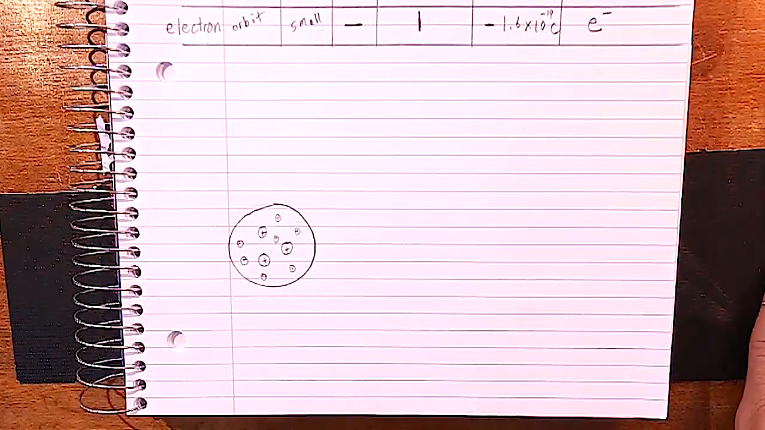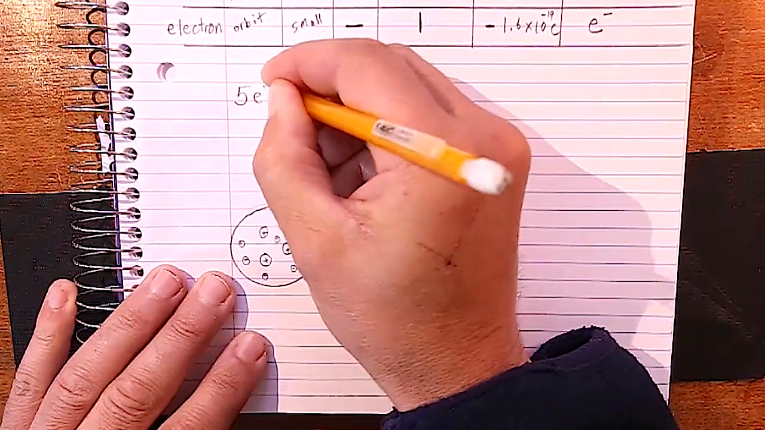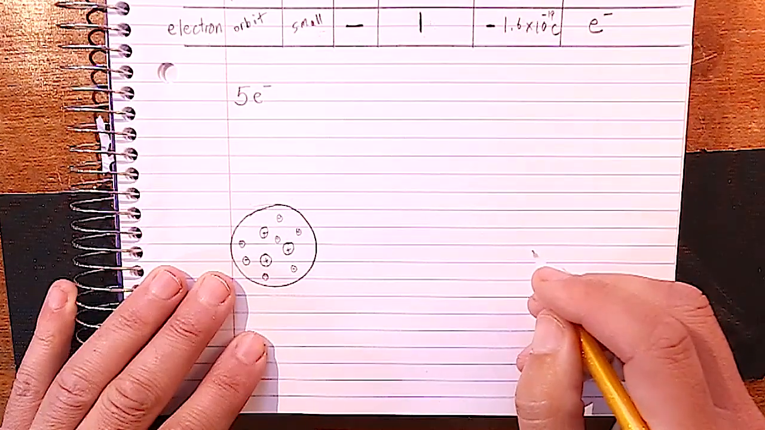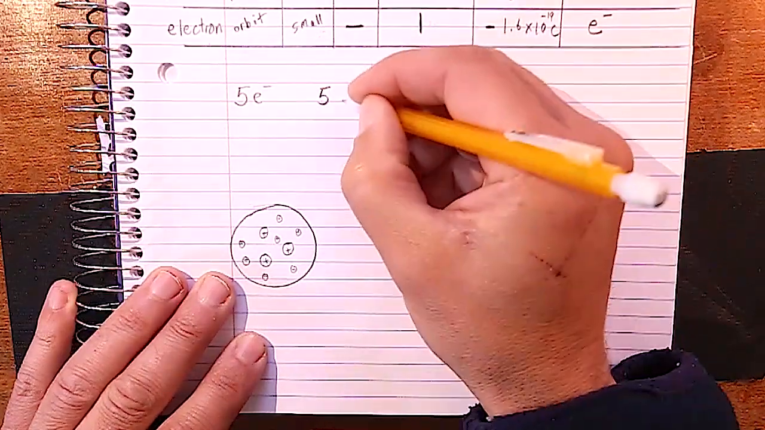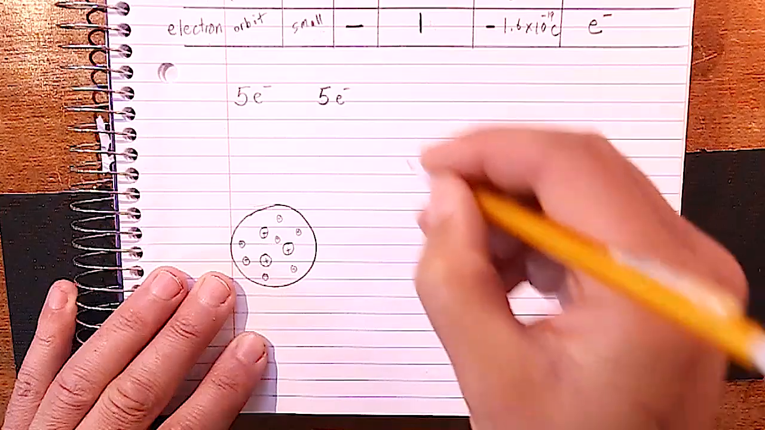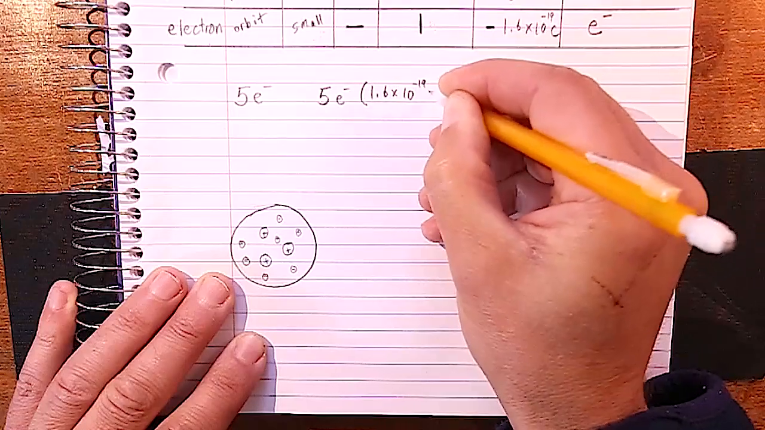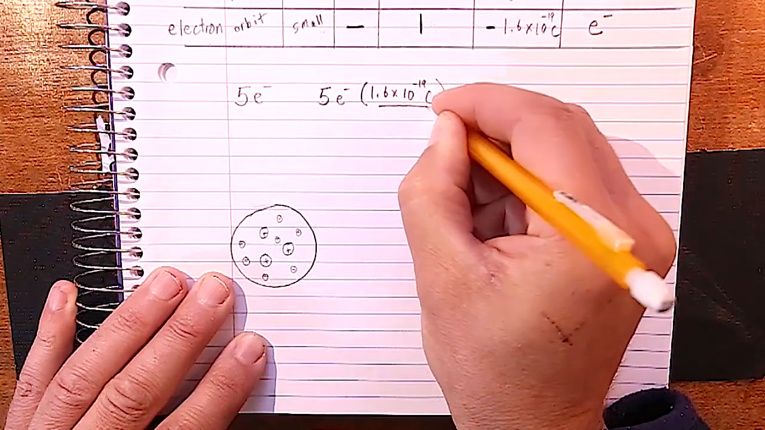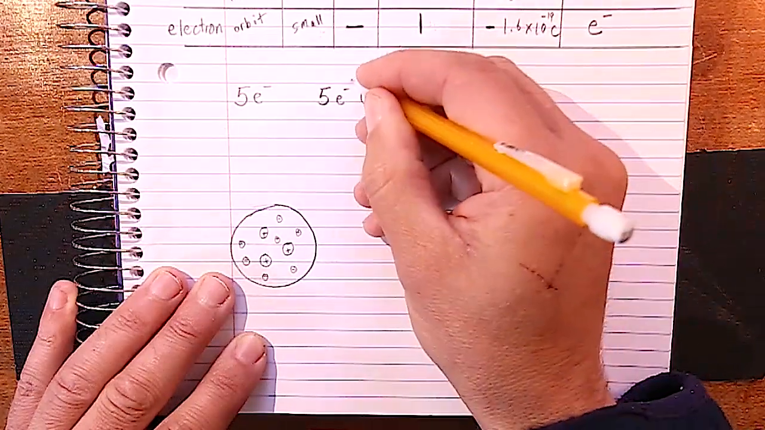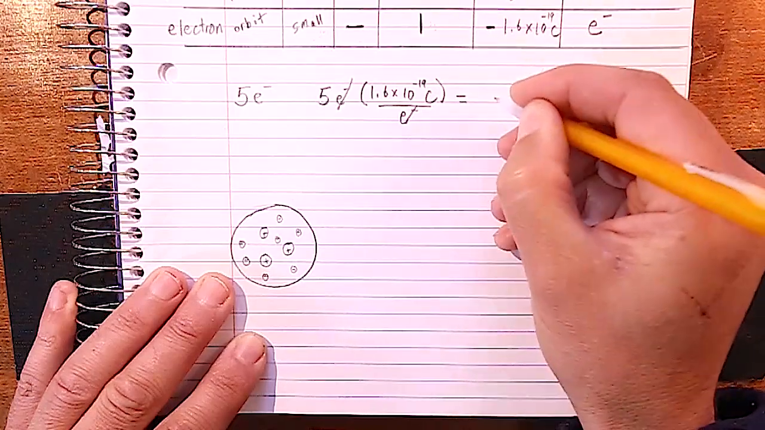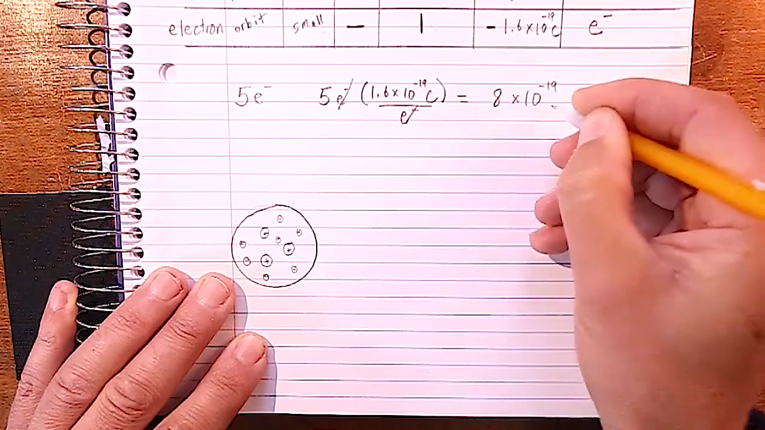Let's solve a couple of problems. Let's say that we have 5 electrons, and we want to know the charge of that in coulombs. So what we do is we take the 5 e to the negative, and all we do is multiply it by 1.6 times 10 to the minus 19th coulombs. Why? Because that's 1.6 times 10 to the minus 19th coulombs per electron. So electrons will cancel, and we'll be left with 8 times 10 to the minus 19th coulombs.